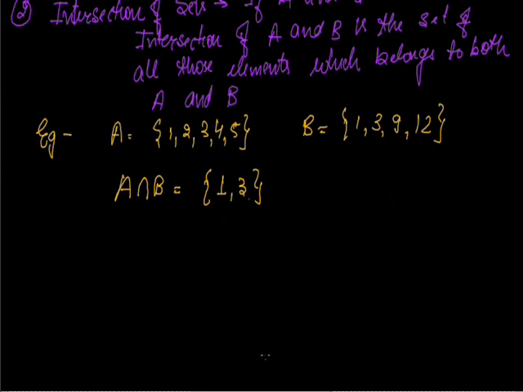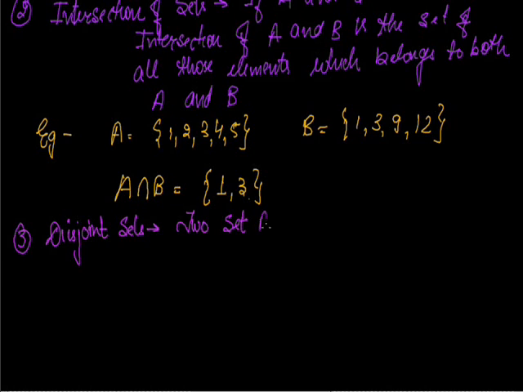Let's move to the next, that is the third one, disjoint sets. What are disjoint sets? Two sets A and B are said to be disjoint.